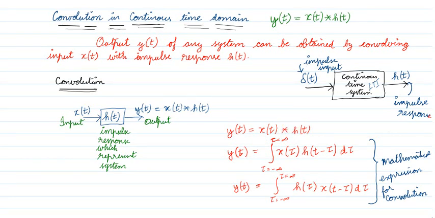We have explained all these properties in the previous video lectures. Instead of writing this, I can write it like this also: the integral of h of tau x of t minus tau d tau. Both give the same answer because x convolved with h or h convolved with x are the same. These are the mathematical expressions for convolution. We'll use this expression and the graphical technique to find the output.